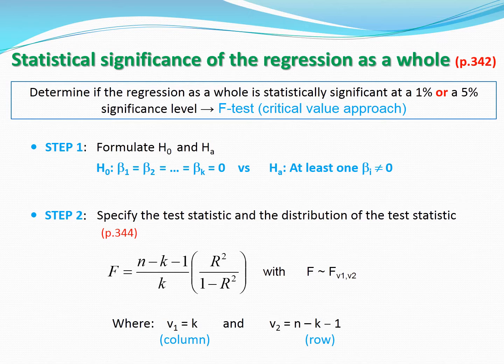So V1 gives us the column of our critical value in our F table, and that value is equal to our number of independent variables. And then V2 gives us the value of our row in our F table, and the value of V2 will be the number of values in our sample minus the number of independent variables minus 1.